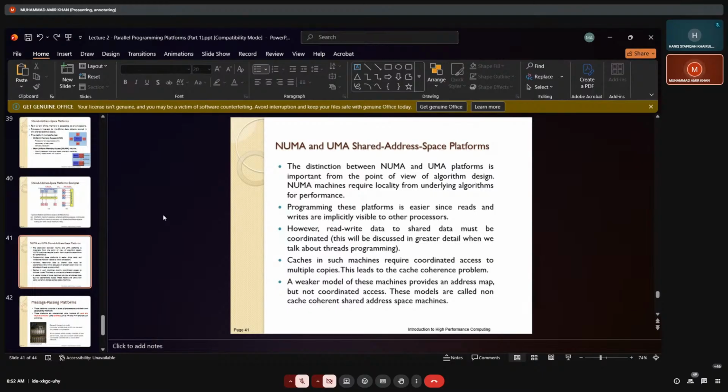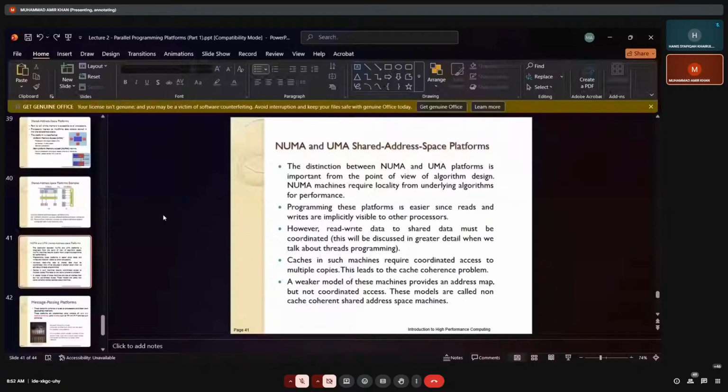The distinction between NUMA and UMA platforms is important from the point of view of algorithm design. NUMA machines require locality-aware underlying algorithms for performance. Programming these platforms is easier since reads and writes are implicitly visible to all processors. However, reads and writes to shared data must be coordinated. Definitely we have to coordinate, we have to synchronize. We will use thread programming. And caches in such machines require coordinated access to multiple copies. This leads to the cache coherence problem.